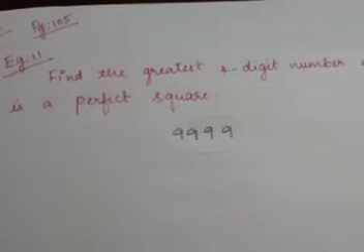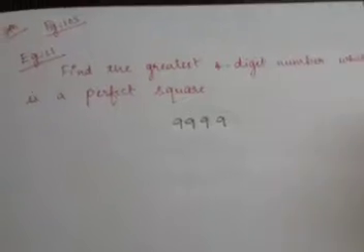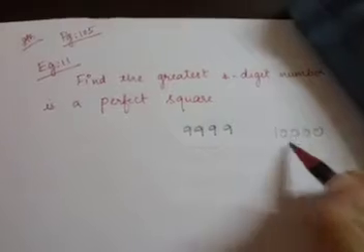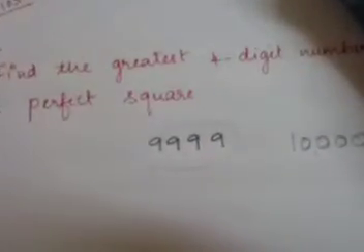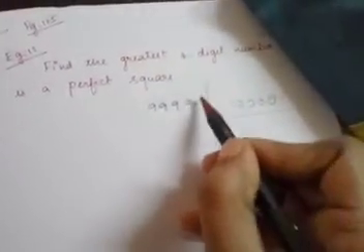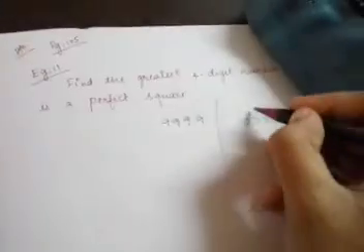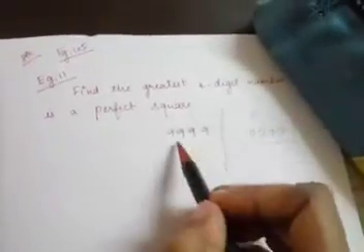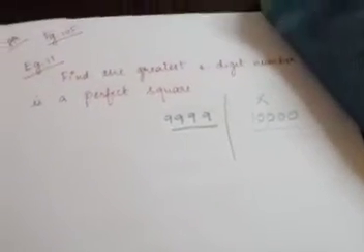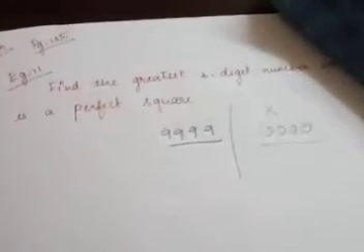Okay. So here, 9999 is the greatest 4-digit number you know. After this, what is the number? 10,000, which is the smallest 5-digit number. So this is the last boundary for the greatest 4-digit number. So this should not happen. So this is your greatest 4-digit number. From this number, we are going to find the greatest 4-digit number which is a perfect square.